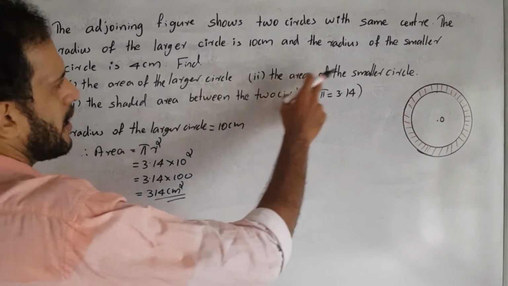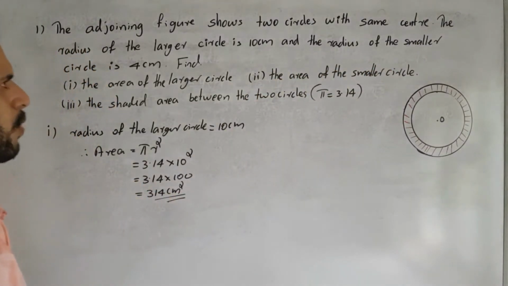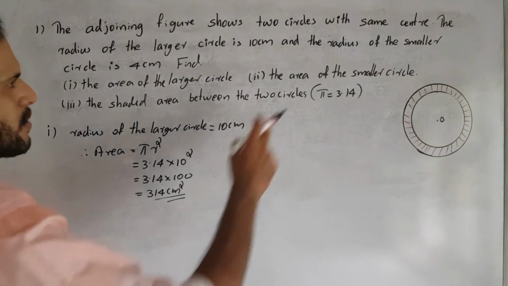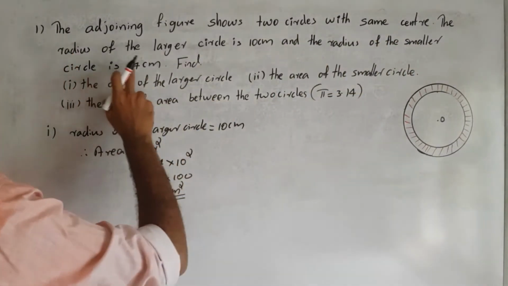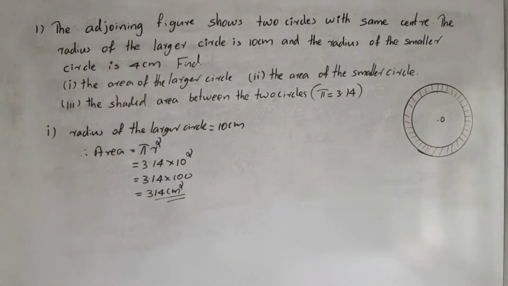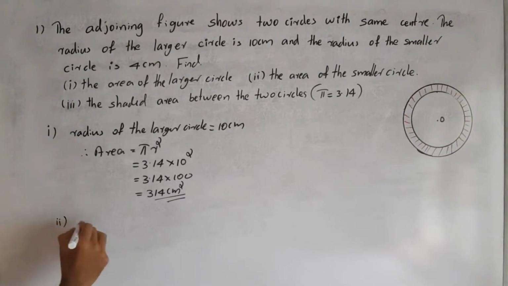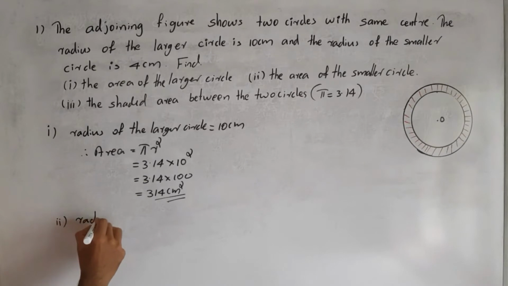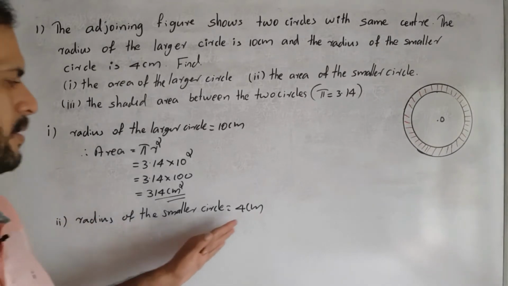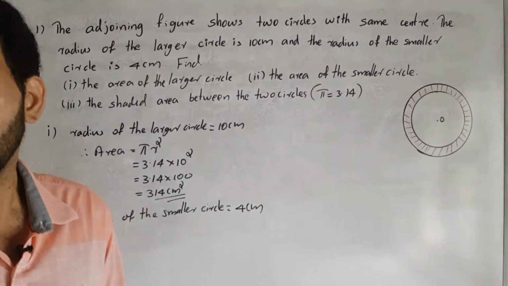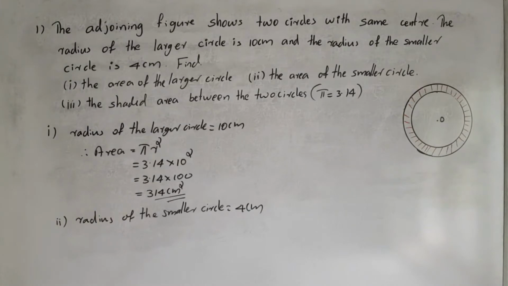Next we want to find the area of the smaller circle. For that, what is given? Yes, the radius of the smaller circle is given, that is 4 centimeter. Correct. So we start the second one. What is that? Radius of the smaller circle is equal to 4 centimeter. Correct. Then what is the equation?